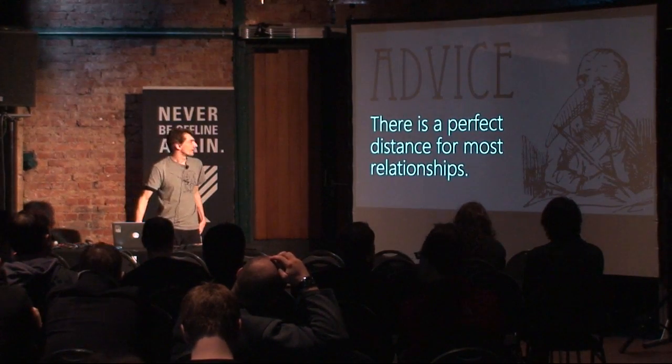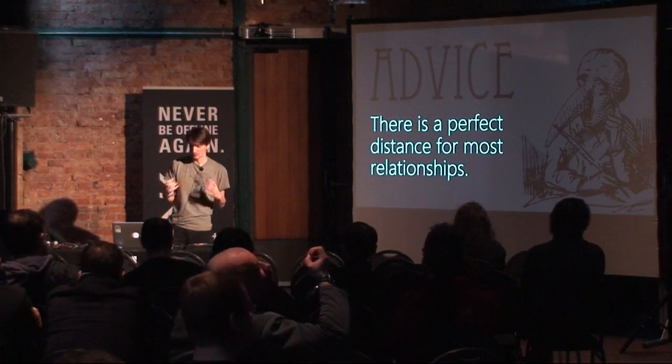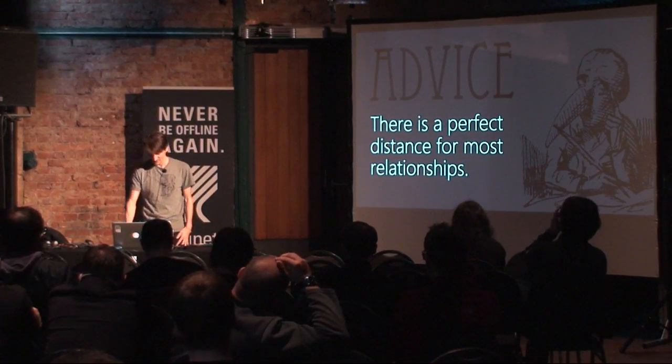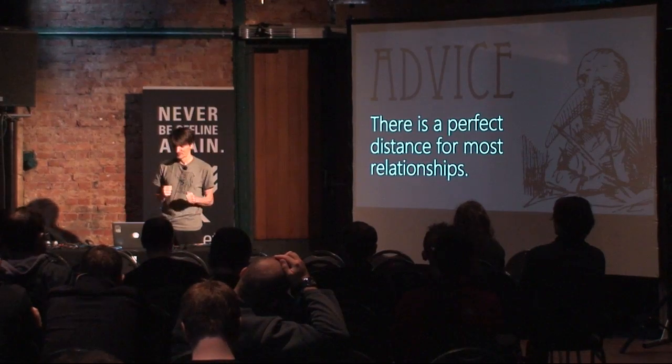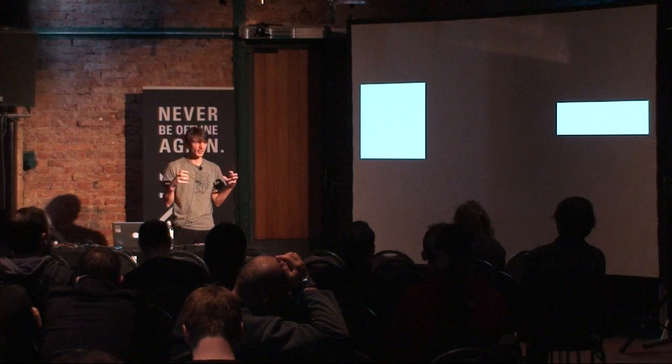One of the more interesting things I learned at university was actually not from a professor, but from another student: there's a perfect distance for most relationships. Assume two pieces of a relationship. If they are too far away, there is no relationship. It's just two entities independent of each other. If you move them closer, eventually they will unite, and the relationship is gone because it's only one entity.